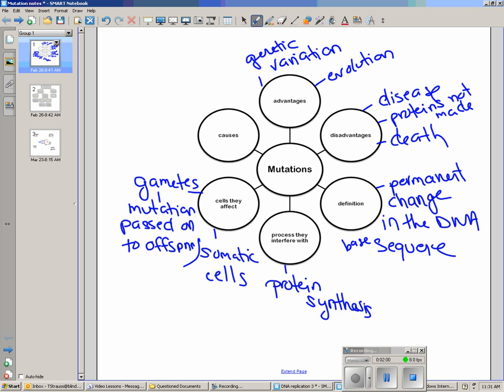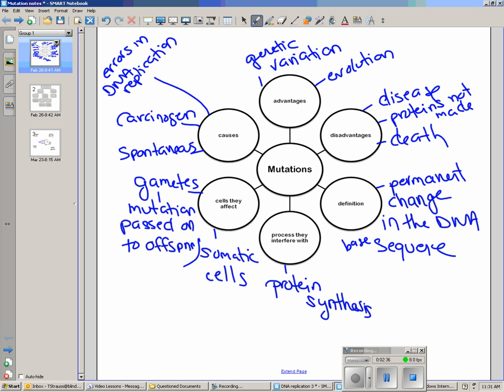What causes mutations? Well, they can be spontaneous. They can be caused by a carcinogen, which is a cancer-causing agent. We also call those mutagens. And these can include X-rays, smoke, UV light. We also get errors in replication. We'll put that up here. And errors during meiosis. So these are all things that we've talked about before, but now we're applying them.